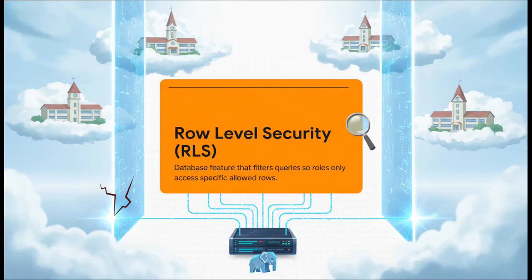Think about it. If you're using a cloud-based SaaS ERP, multiple schools are often sharing the exact same database infrastructure. That sounds like a massive privacy nightmare waiting to happen, right? Well, that is where row-level security, or RLS, comes in.